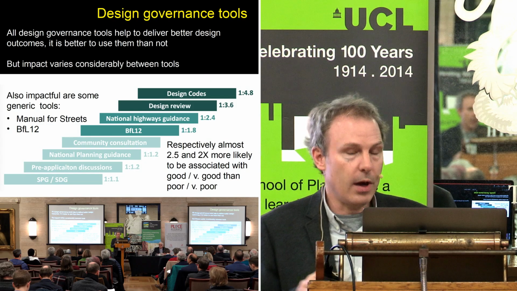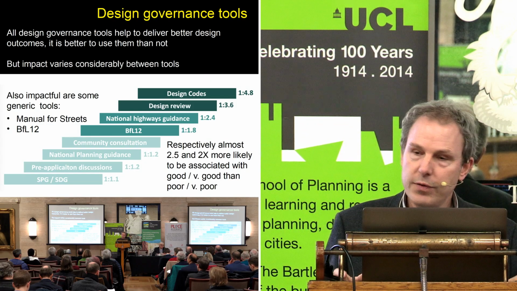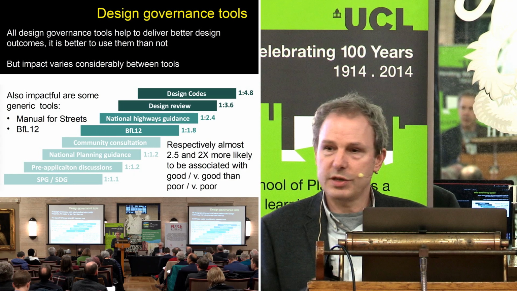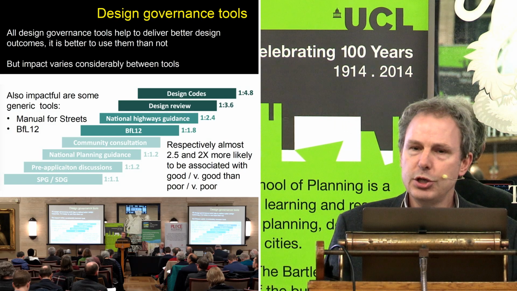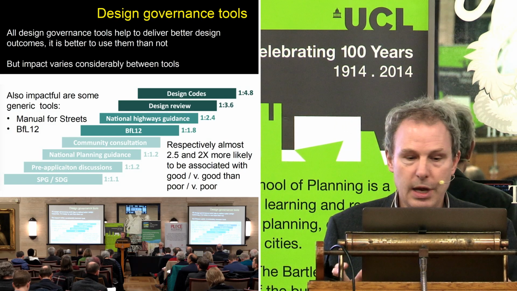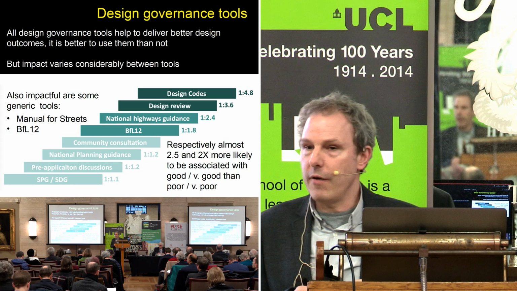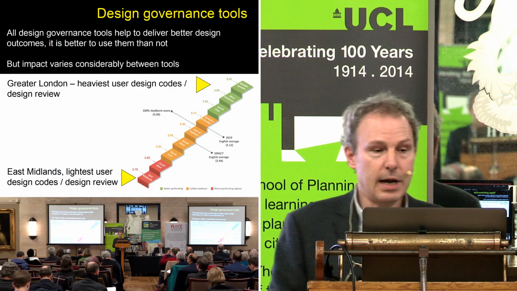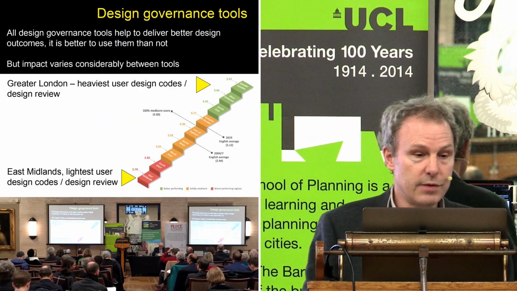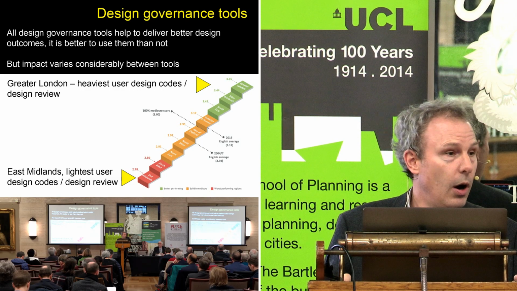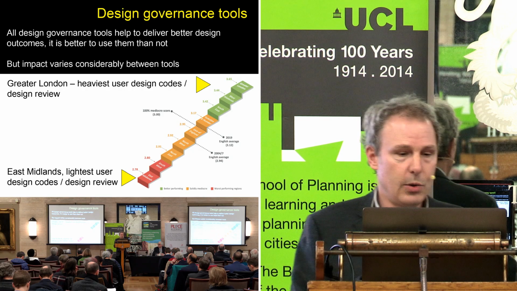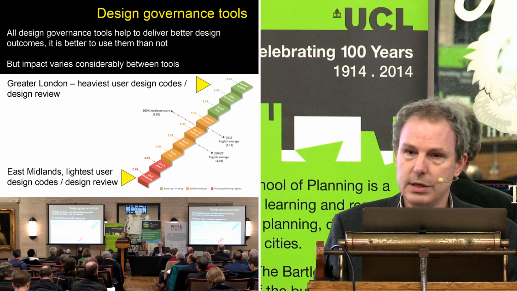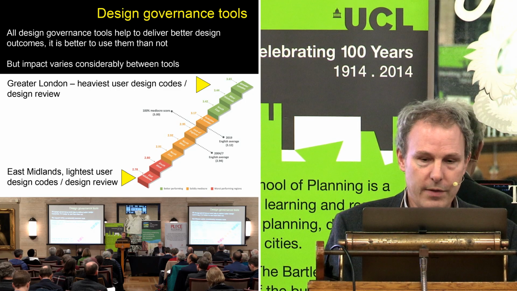Also impactful were some other more generic tools. Manual for Streets came out as being impactful, and so did Building for Life 12, respectively almost 2.5 and 2 times more likely to be associated with good and very good rather than poor and very poor schemes. Interestingly, Greater London came out as the heaviest user of design codes and design review and was right at the top of regions delivering on design quality. The East Midlands was the lightest user of both design codes and design review and came out at the bottom of the scale.